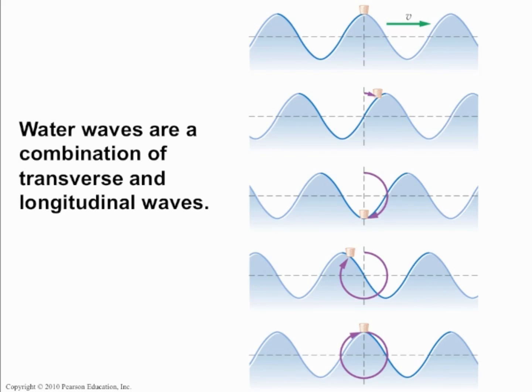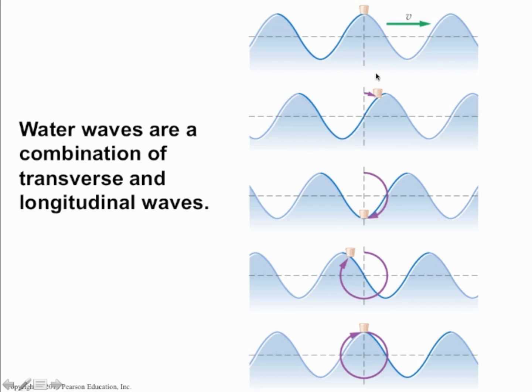Water waves are a combination of transverse and longitudinal waves. Now, water waves, of course, are the waves that you've actually felt before. Anyone who's gone into the ocean. Those of you who surf have ridden waves. But the neat thing about water waves is that they combine these two types of waves. So let's see how that works.